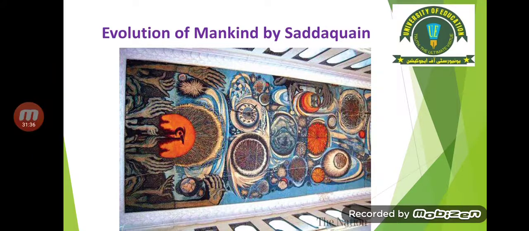Here is another very famous mural painting by the artist Saddaquain, having the title of Evolution of Mankind. This painting is placed on the ceiling of the Lahore Museum. लाहौर म्यूज़ियम की सीलिंग के ऊपर ये पेंटिंग है. अगर आप गए हो, you can see it's a mural painting. म्यूरल पेंटिंग बेसिकली वो पेंटिंग होती है जो कि ह्यूज स्केल पे की जाती है. So it's a mural painting and it has very multiple connotations.